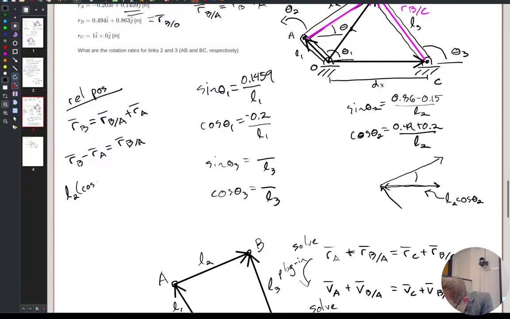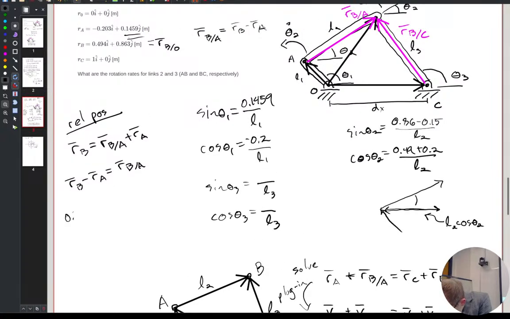L2 cosine theta 1. Oh my god, I'm sorry, theta 2. Oh wait, these are just the positions. My bad, sorry. This one is going to be 0.5 minus a negative 0.2 along the I.